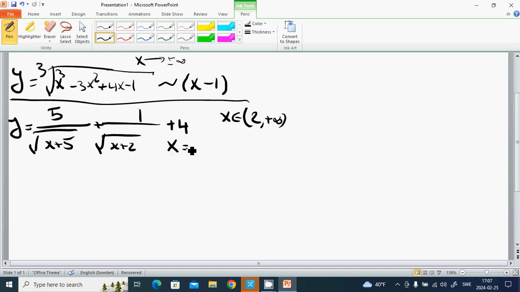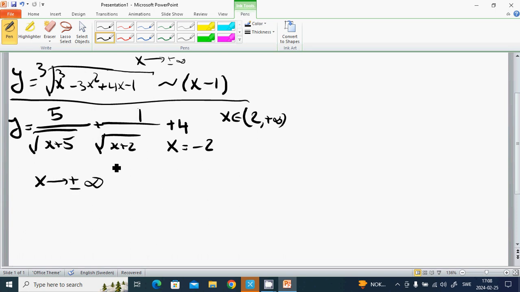Then x equals minus 2 is a vertical asymptote, and x equals minus 5 doesn't belong to this interval, and we cannot say anything about it. But when x goes to plus infinity, not minus, because the minus isn't in the domain, this is 0 and this is 0, then y is 4 and it is a horizontal asymptote.